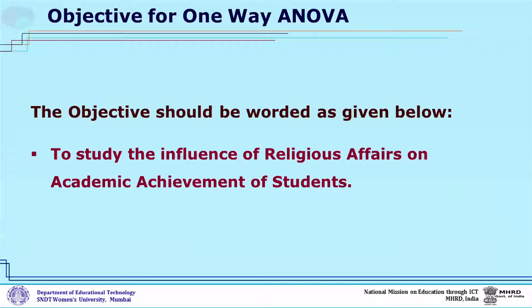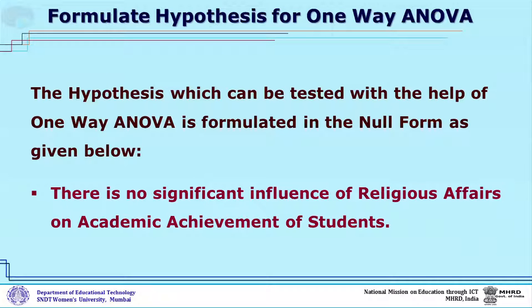Let us take another example where the data can be analyzed with the help of one-way analysis of variance. And the researcher, suppose, writes the objective like this: to study the influence of religious affairs on academic achievement of students. For this objective, the researcher may state the hypothesis in the null form as: there is no significant influence of religious affairs on academic achievement of students.